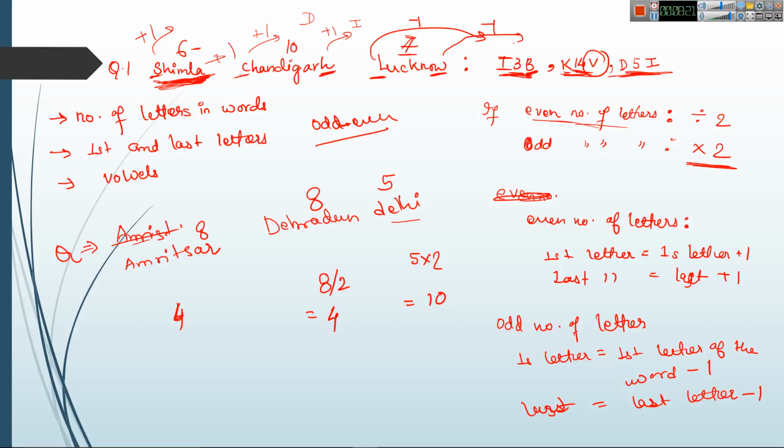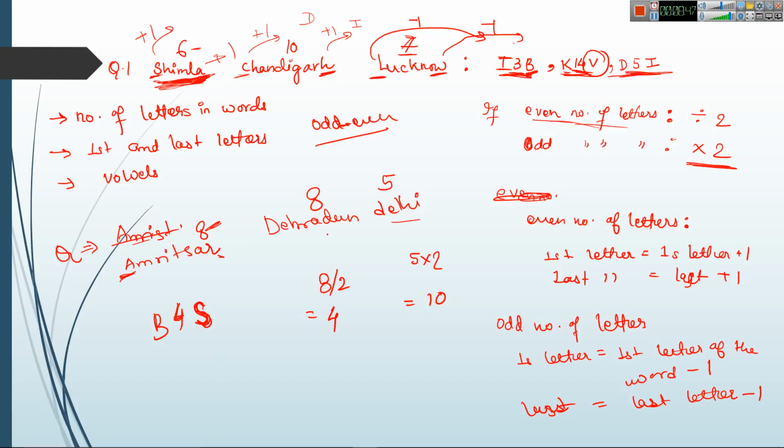Then we will move to the letter part. The first letter of Amritsar, which has an even number of letters, is A. Then we will have to add 1 to A. Then we will get B. And the last letter of Amritsar is R. We will again have to add 1 to the letter R. Then we will get S. So the code for Amritsar will be B4S.